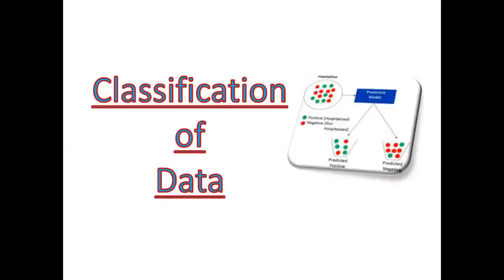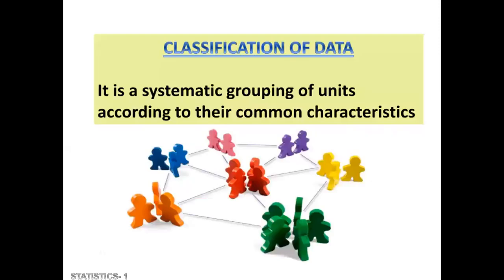So the next concept is classification of data. What do you mean by classification of data? It is a systematic grouping of units according to their common characteristics. That means the grouping of data based on a homogeneous aspect or some common feature is called the classification of data.